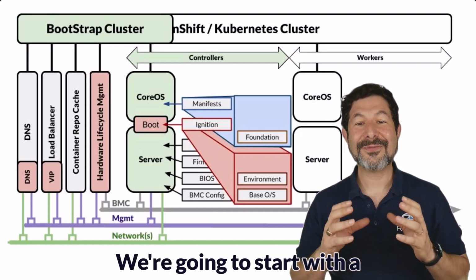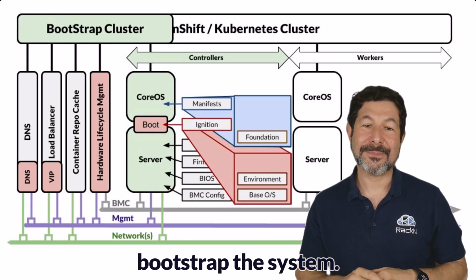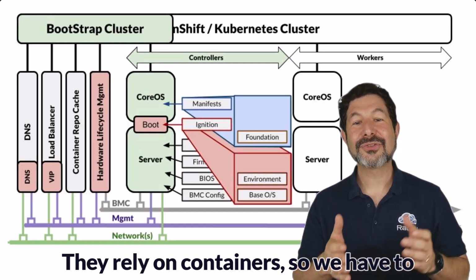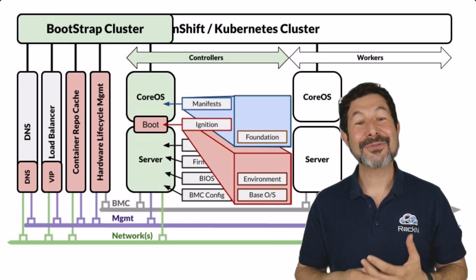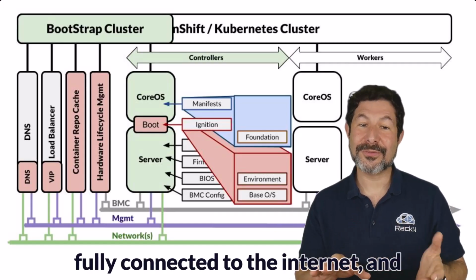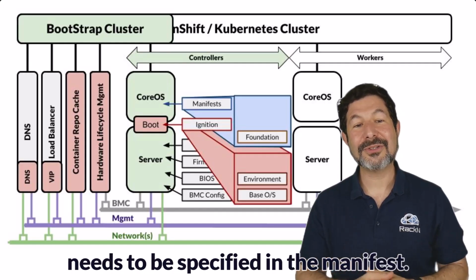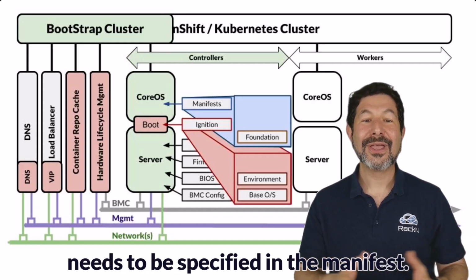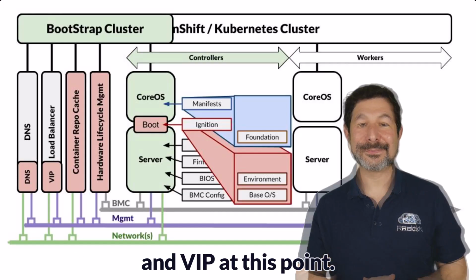We're going to start with a foundational manifest. Those are enough to bootstrap the system. They rely on containers, so we have to have a container repository cache to download them. If you're connected to the internet, that's great. A lot of enterprise customers aren't fully connected to the internet and have to rely on a local cache, which needs to be specified in the manifest. You'll also need to rely on your DNS and VIP at this point.